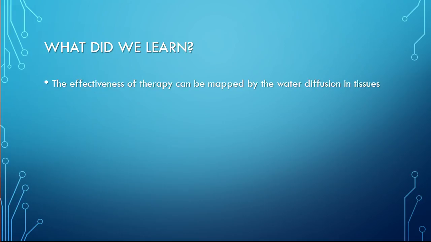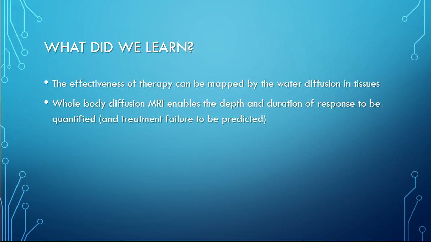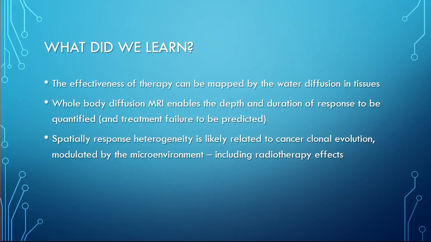So what have we learned? We've learned that the effectiveness of the therapy can be mapped using water diffusion in tissues. Quantitative whole body MRI enables the extent of response to be quantified and treatment failure to be more accurately documented. We learned that spatial heterogeneity of response occurs, probably related to the clonal evolution of tumors, modulated by microenvironmental factors.